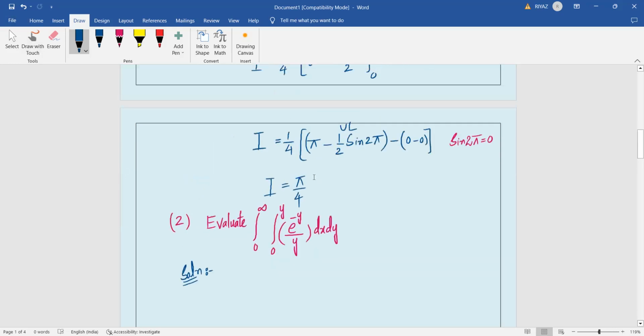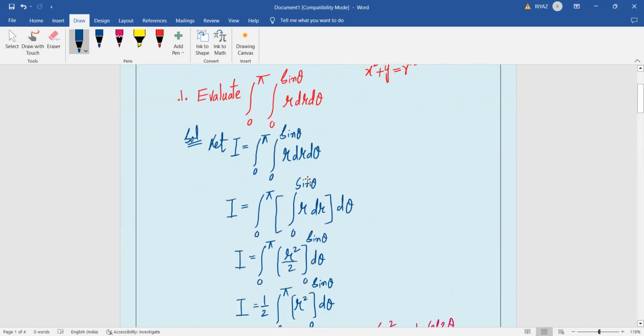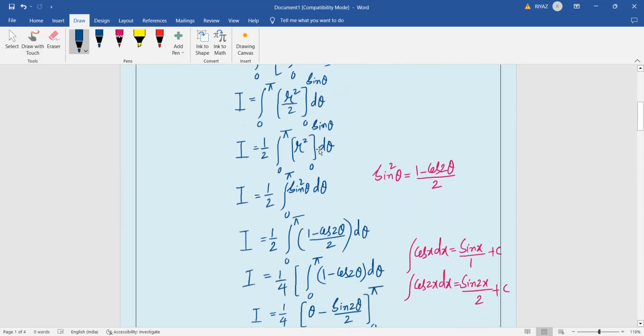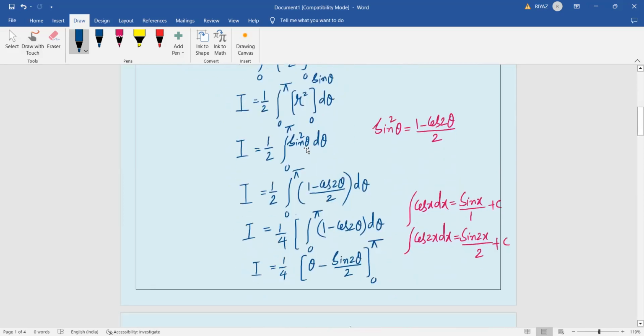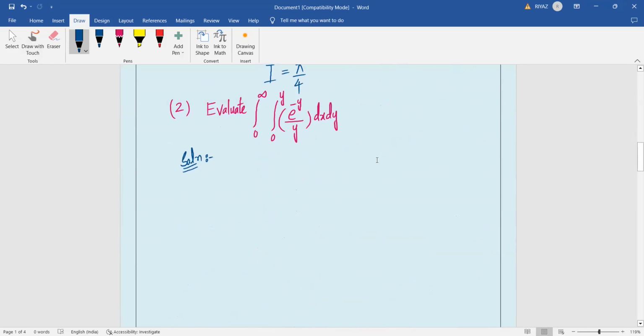Preview the previous question once. This is the question: 0 to pi, 0 to sin theta. Here I told you r limits are in terms of theta and theta limits are in terms of r. So we always have to integrate with respect to r. Then sin square, we don't have direct integration. We converted it to 1 minus cos 2 theta by 2, and then integrated and got the answer. Moreover, I'll send you the recording also. Okay, let us go for another question.